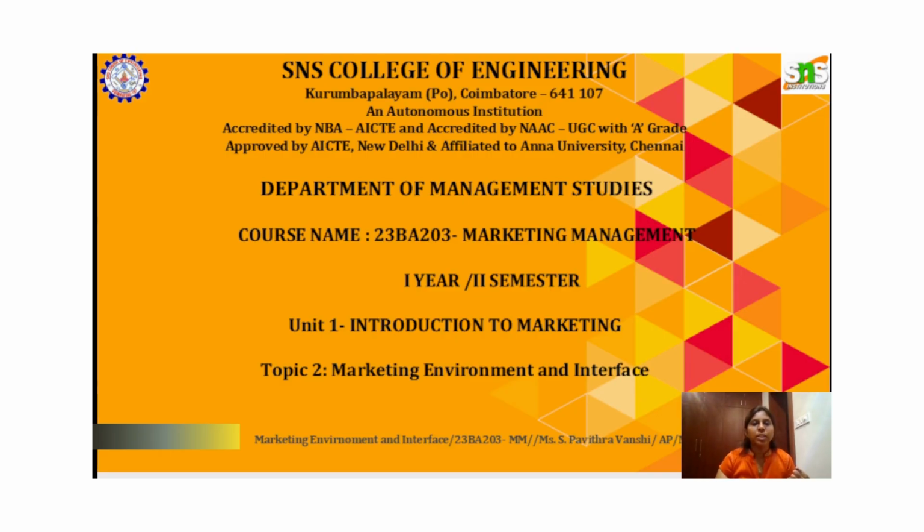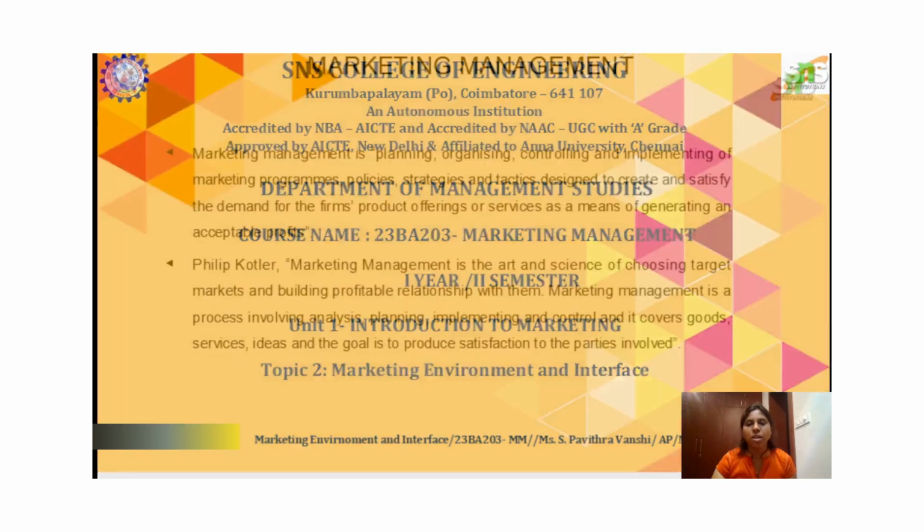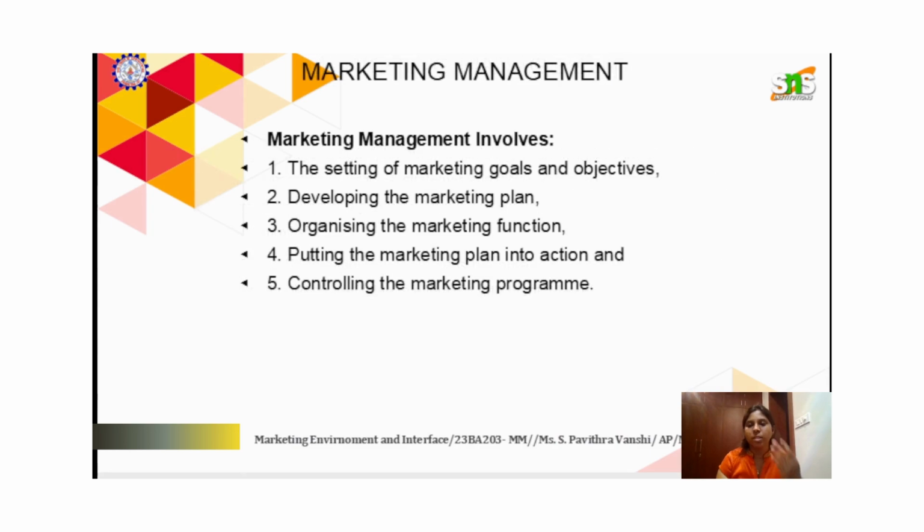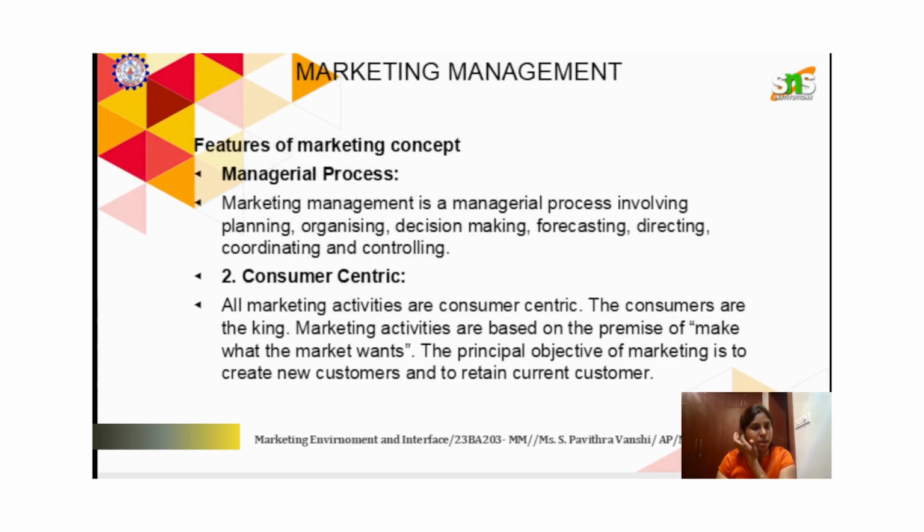So can we recall the next, the marketing concept? Marketing management involves planning, organizing, controlling; these are the marketing process. These are the five steps we have to take care of in marketing management before doing it: the goals and objectives, how we are going to develop the marketing plan, organizing the marketing function, putting the marketing plan into action, and controlling the marketing program. So these two features we have seen in the last video.